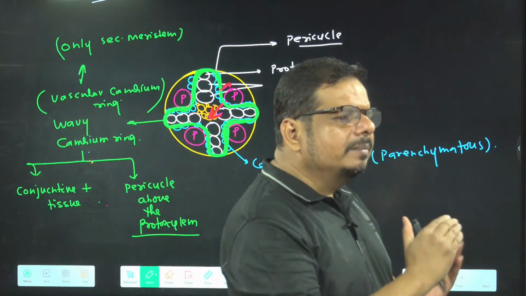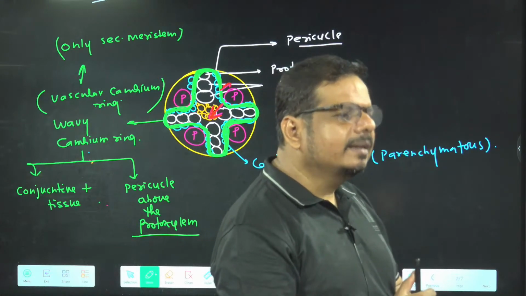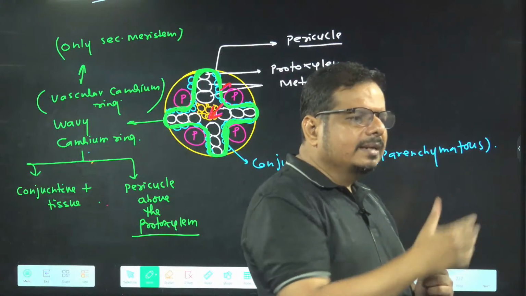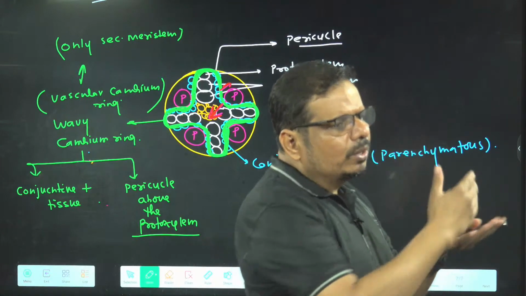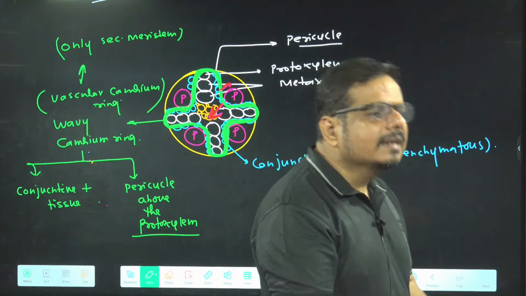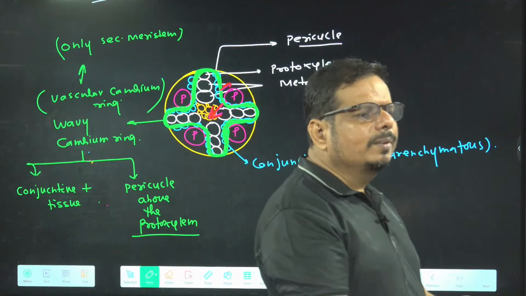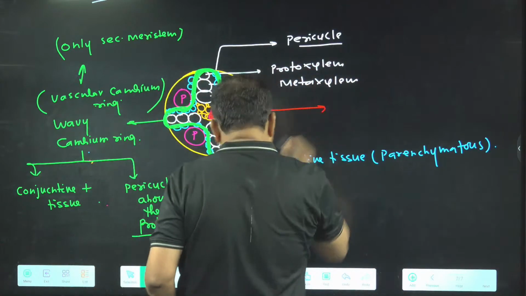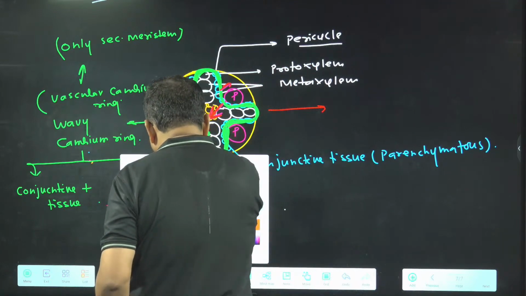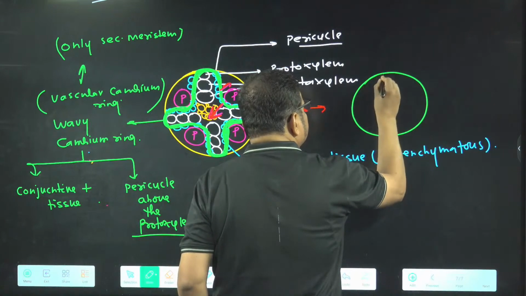So when this cambium ring cuts toward outside, secondary phloem will form. When it cuts toward inside, secondary xylem will form. But where is it more active? It is more active toward inside compared to outside. So after some time, this wavy cambium ring becomes circular.